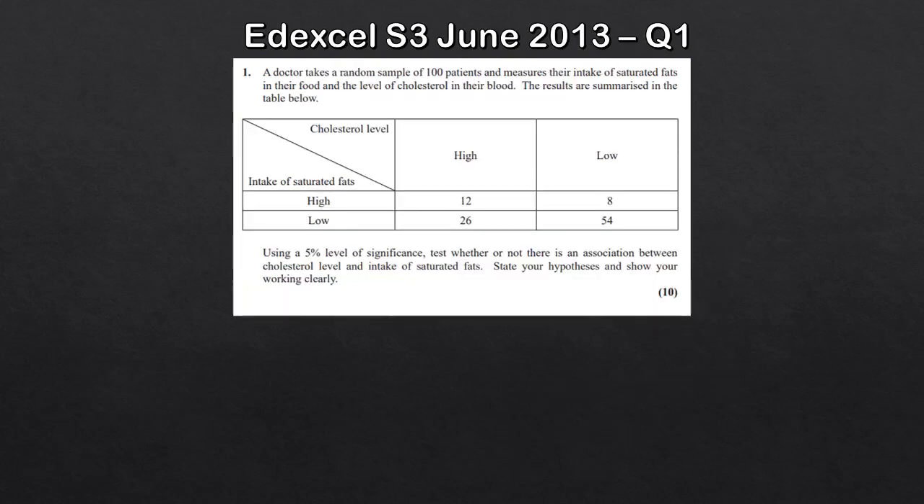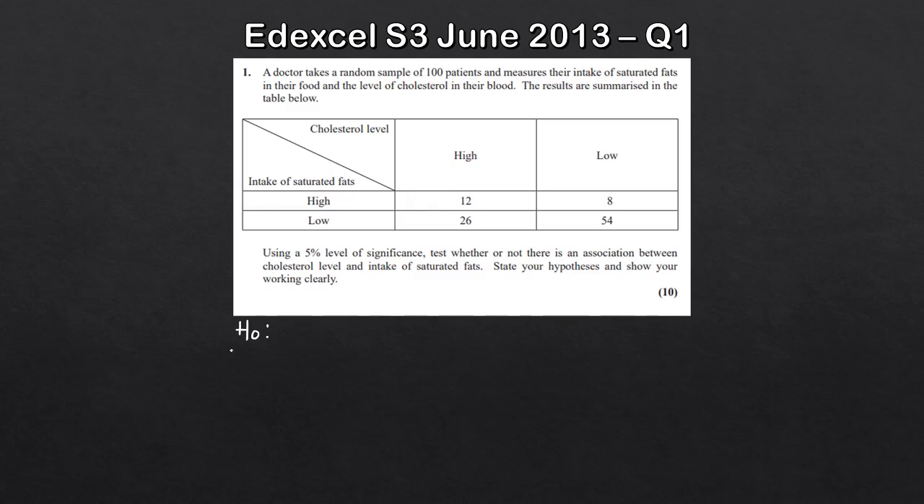The next question is another long one. We've got a chi-squared question here. So we're testing for an association, and that association is between cholesterol level and the intake of saturated fats. So for any hypothesis test, a nice way to start is by actually stating the hypotheses. So if we do that, let's do it here.